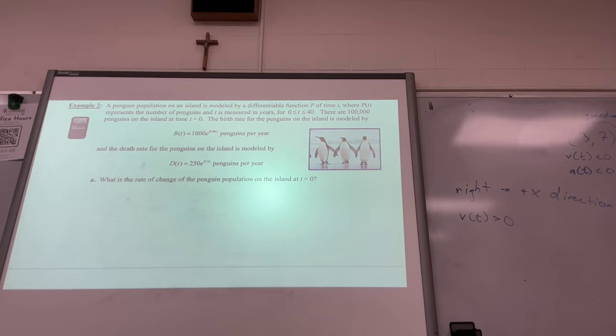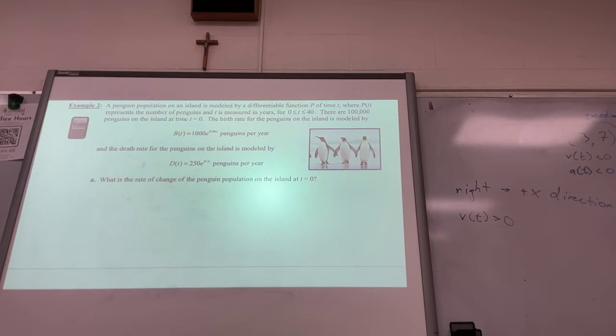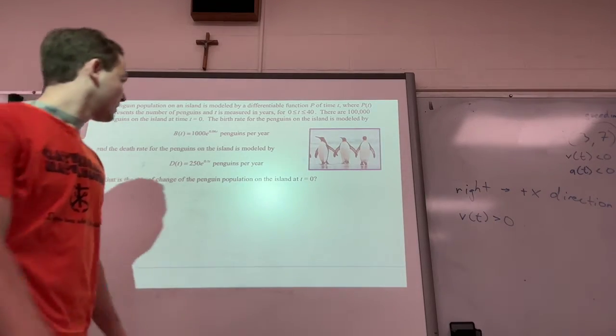There's 100,000 penguins on the island at time t. The birth rate for the penguins on the island is modeled by b of t equals 1,000 e to the 0.06t, and the death rate is d of t equals 250 e to the 0.1t penguins per year. That's overpopulation. So we do b minus d. Is there poaching? B minus d, yeah, good job. Right, so the rate of change is going to be the number of penguins we add in minus the number we remove.